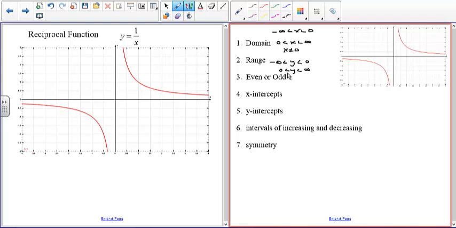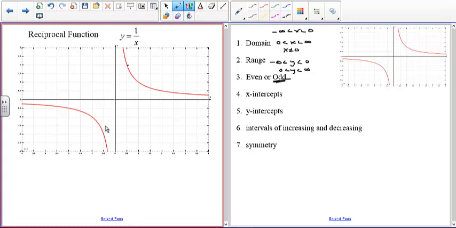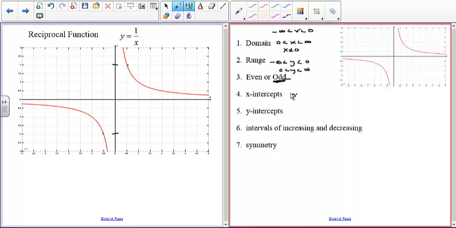Is it odd or even? It's not really odd or even. Yeah, I guess you might say it's odd. Because if I go this far to the right, I get this value. If I go to the left, I get this value. So there's the same magnitude, the same distance from the origin to here, but they're plus and minus. There are no x-intercepts and there are no y-intercepts.